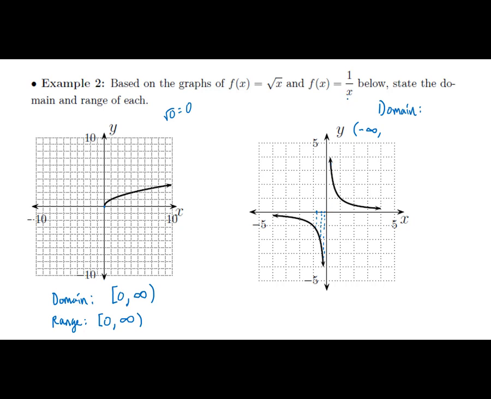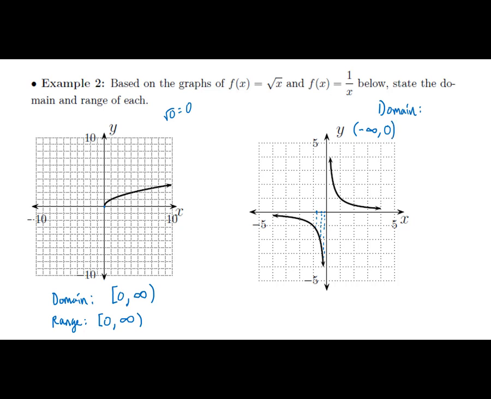And if we look back at the equation, I think it's pretty clear why. We know that we can never divide by 0. That would be something that would be bad for this equation. And so what's happening here is that the domain is going to stop at 0.